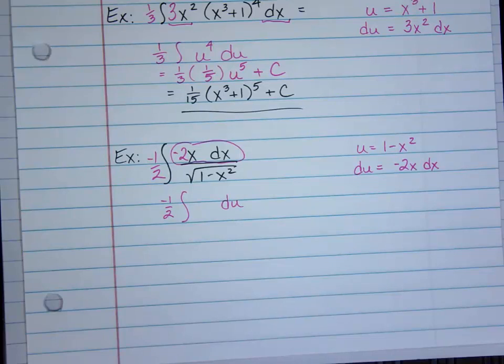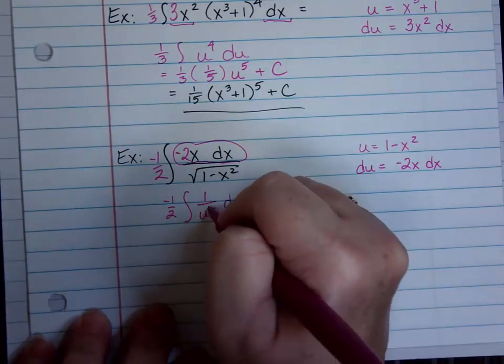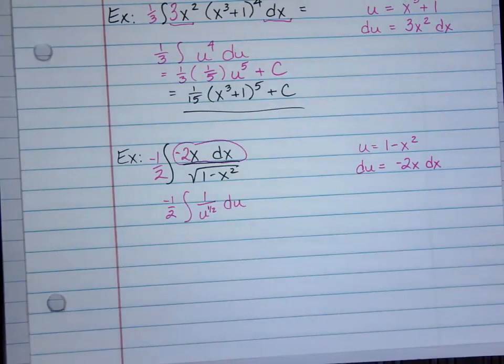1 over u to the 1/2. You could write 1 over the square root of u, but you would have to change it. Is it alright if you wrote u to the negative 1? Yes, let's talk. We're going to talk about that.